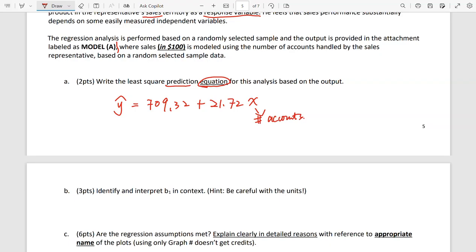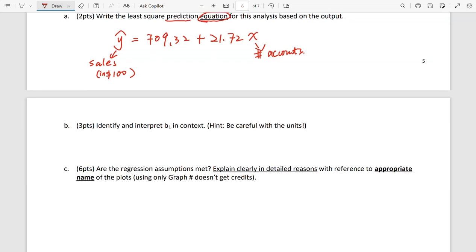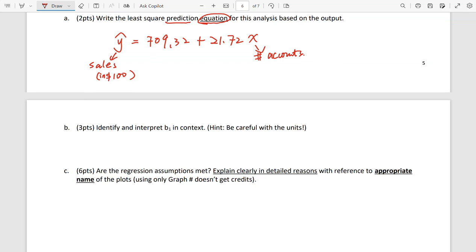So this is my suggestion. Whenever you have this equation ready, you always just mark as much as you know about it. For example, X is the number of accounts, Y is the sales, and we also know the sales is in hundreds of dollars, right? So that in the future you don't get confused. All right, okay, so then based on that, identify and interpret B1 in context.